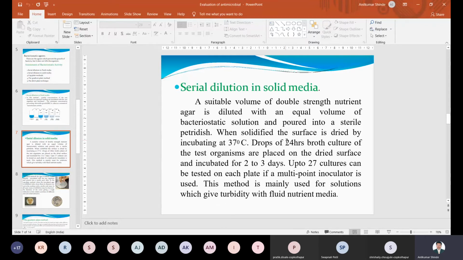So prepare the serial dilution. Means we can prepare the bore, and keep it for incubation for 2 to 3 days. After incubation, see the growth of the microorganisms or not, whether there is turbidity or non-turbidity, whether the solution is clear or turbid. Turbid means there is growth of the microorganisms, and non-turbid means there is no growth of microorganisms.